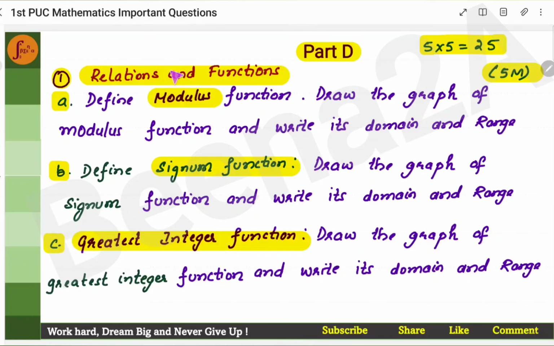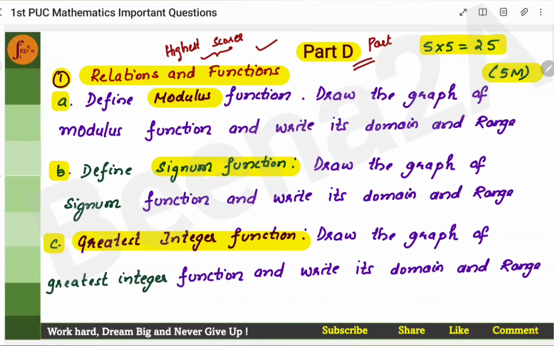Now let's look at important questions from each of the chapters and each of the parts. So we'll start with part D because this is the highest scorer, right? You have to focus on part D to get better scores, right? This is a very important part. Now, the first one is relations and functions. So these 3 questions, right?